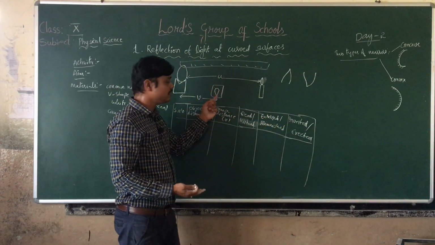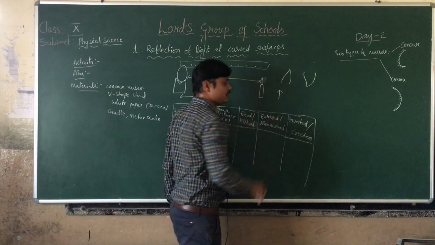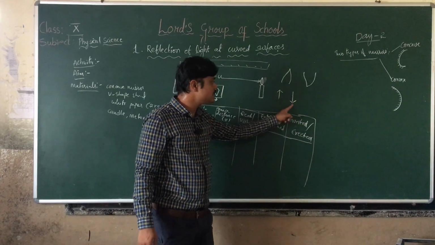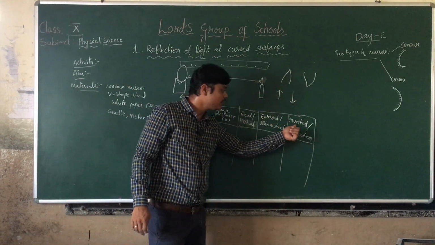So sometimes we are getting reverse position. Let us take an arrow mark, simple, we can understand. This is an erected image. This is an inverted image. Erected means as it is. Okay. So that is called inverted or erected.